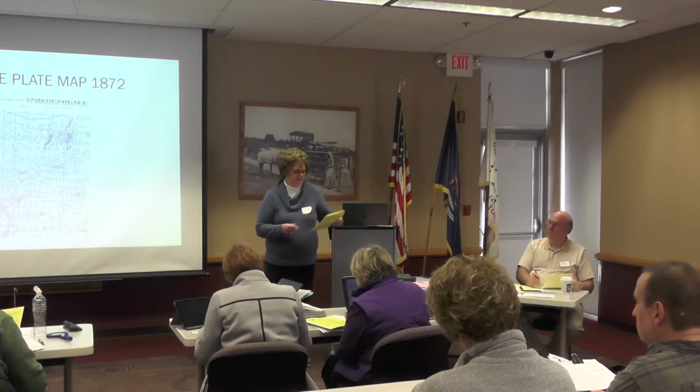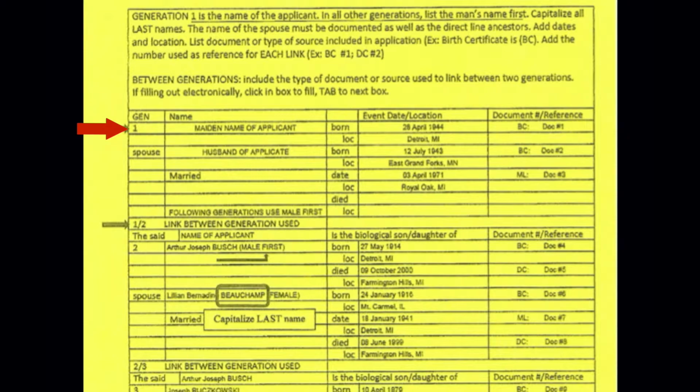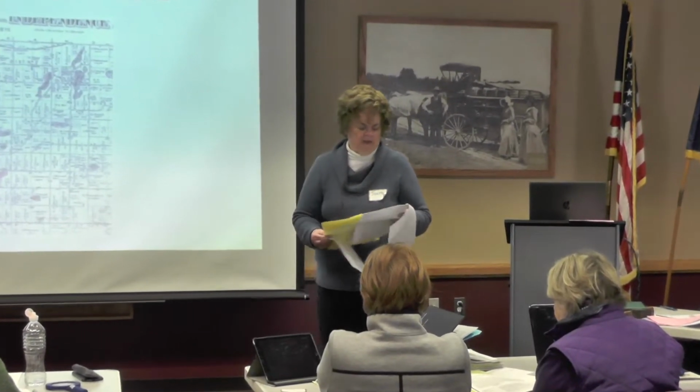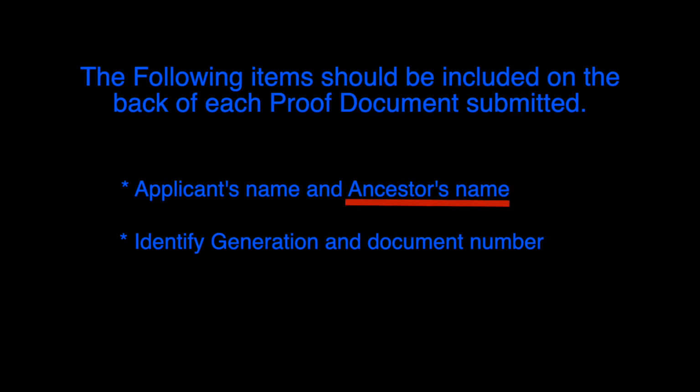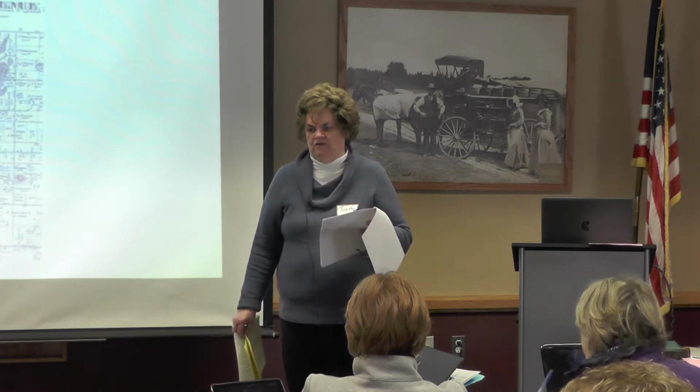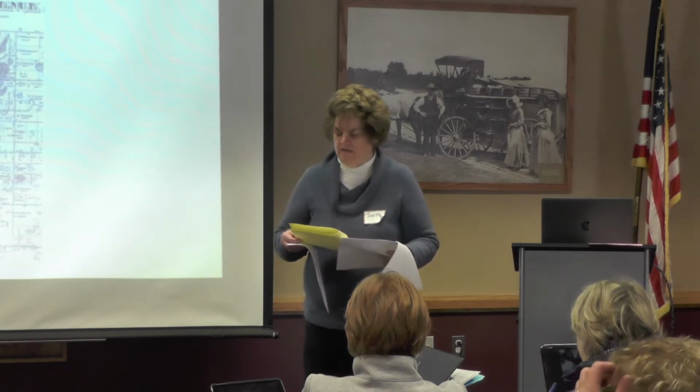Remember, this is linking the generations. You're starting with yourself, you're number one. In this particular instance, they just put down the name of the applicant and when they were born. The following items should be included on the back of the proof document. So this is your proof document, whatever it is. It could be a census, could be a land document. You're going to put your name and your ancestor's name, and you're going to identify the generations and the document numbers. If you look, they'll say generation 2-3, document 3. So that's your linking document. Your birth certificate would be generation 1, and that's your linking document to 2, because your parents' names are on your birth certificate.